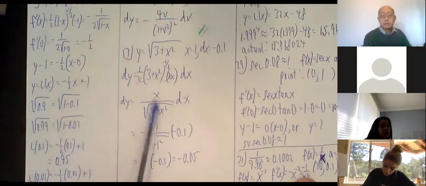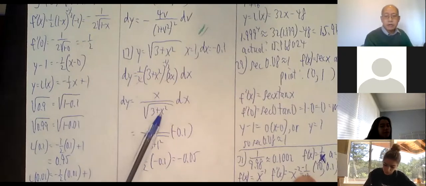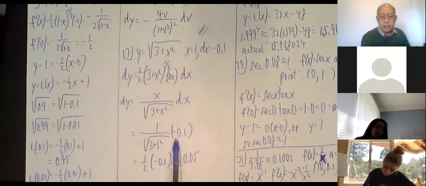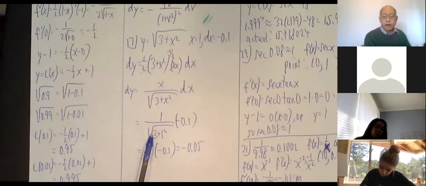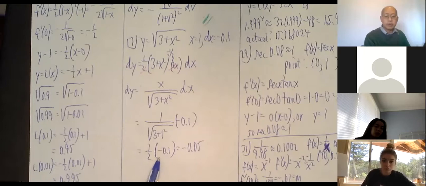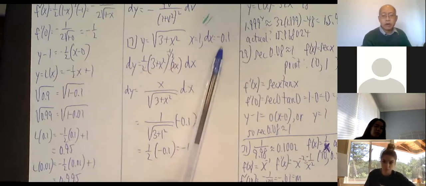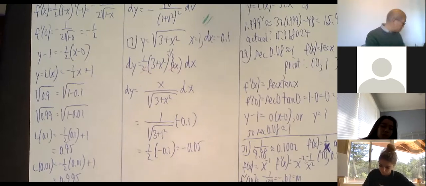I'll just plug in. They told me x is 1, so put a 1 right there and there. dx is negative 0.1, so negative 0.1 goes there. Let's see, this is 4, right? So 1 over 2, half of negative 0.1 is negative 0.05. Okay, so that's my answer. So what this means is that if x decreases by 0.1, we expect y to decrease about 0.05. That's what that means.